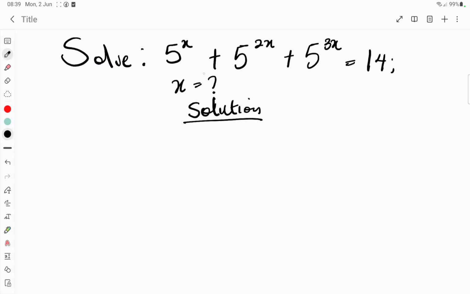So we are told to solve 5 power x plus 5 power 2x plus 5 power 3x equals 14. We are expected to find the value of x.